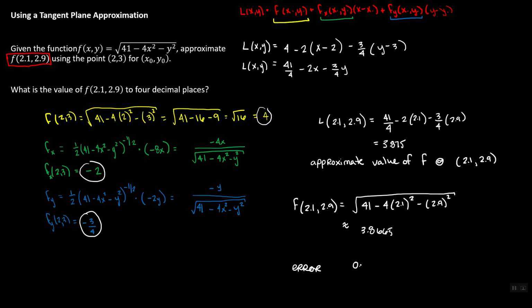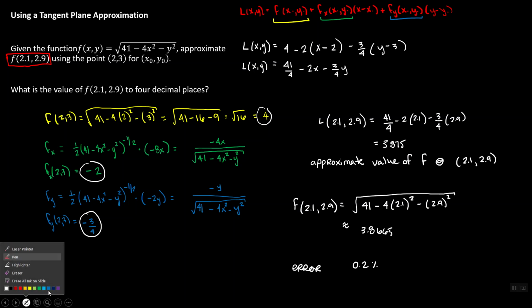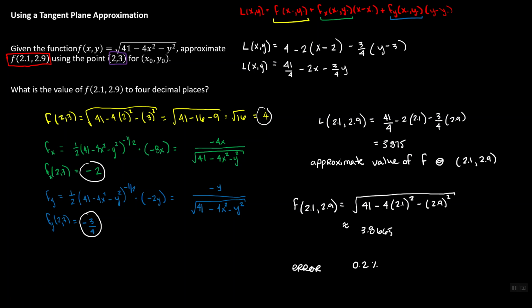is only about 0.2%. Now notice that 2.1 is very close to the value we used for x0, that 2 value. And 2.9 is very close to the value we used for y0, which is 3. Because these are very close, our approximation should be very close. However, the further we move away from these points, x0, y0, our linear approximation will start to become questionable.